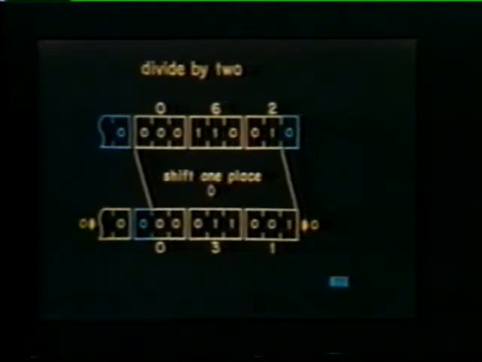Dividing by 2 is similar to multiplying by 2, except that the shift is made to the right rather than to the left. Here the octal number 62 is shifted one place to the right to convert it to the octal number 31. Again, notice that zeros are shifted into the word as needed. Also notice that the bits shifted out of the word are lost.